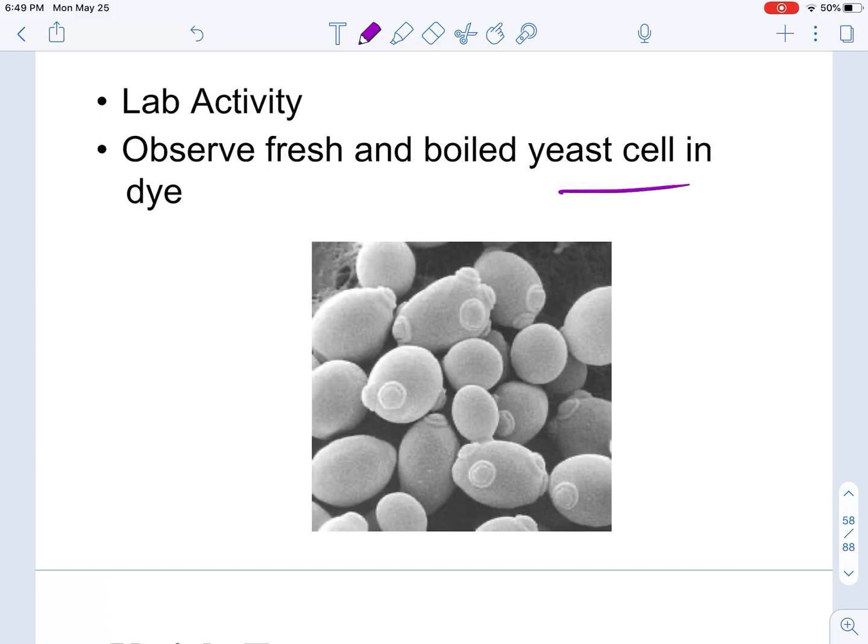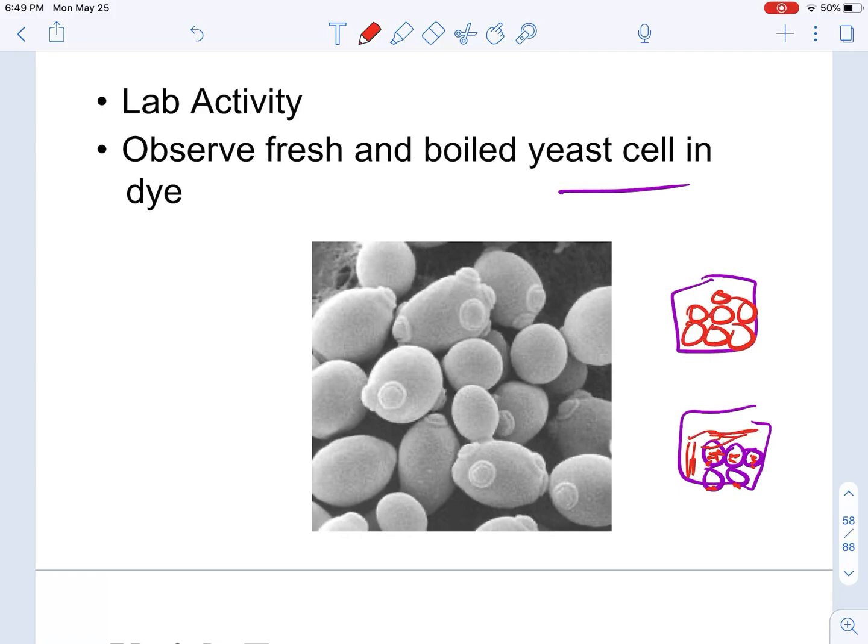The lab that we would have done with yeast cells is that there's a red dye that's put into the yeast sample, and some of the yeast samples are alive and some are dead. The ones that are dead stay red inside. I guess I should use red to show you that. They stay red inside because, being dead cells, they can no longer do the active transport and pump out that dye, because it's all floating in the red dye as well.